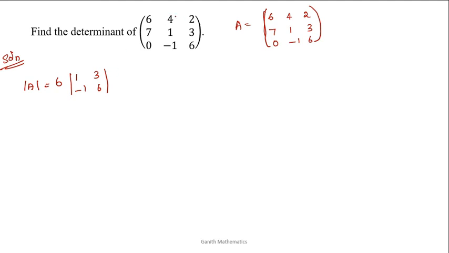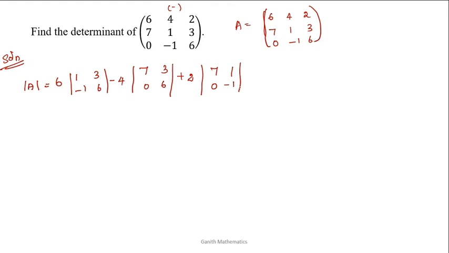And what will be the next element? That is 4. We know that it will be negative. By the cofactor formula, it is negative, right? So minus 4, and you have to eliminate the corresponding row and column. You will get 7, 3, 0, 6. Similarly, for the last element, that is 2 and you know it is positive. And if you eliminate the corresponding row and column, you will get 7, 1, 0, minus 1.